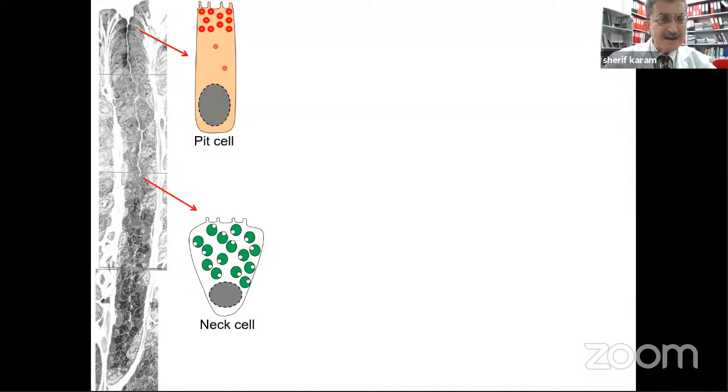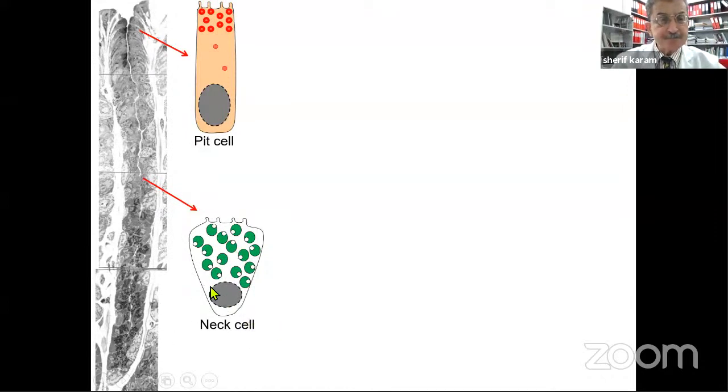If you look in the middle of the gland here, again, with the light microscope, it's difficult to see much detail, but you find that there is another type of cell which is found in the neck region. It's also a mucus secreting cell. So the green color that you see here are the granules which contain mucus, but each granule has a small core, which is here presented with a white color to indicate that it's a pepsinogenic core. It's not mucus. So these cells secrete both mucus and pepsinogen as well, but mostly mucus. And that's why we call them mucous neck cells.